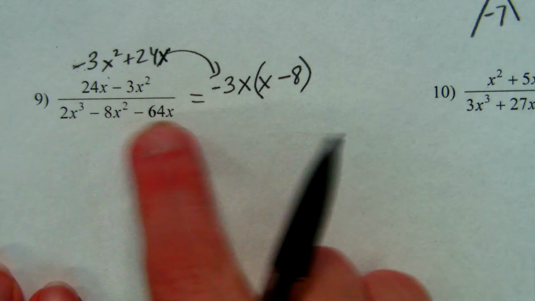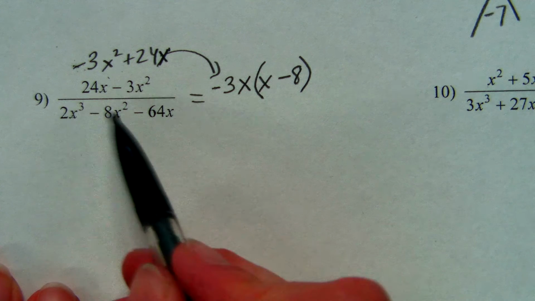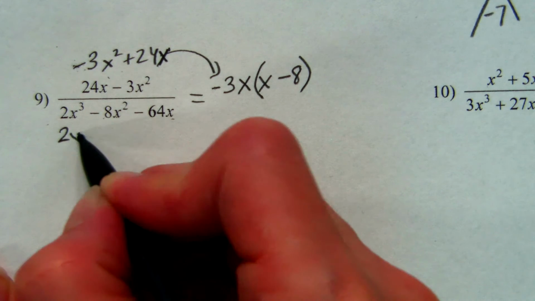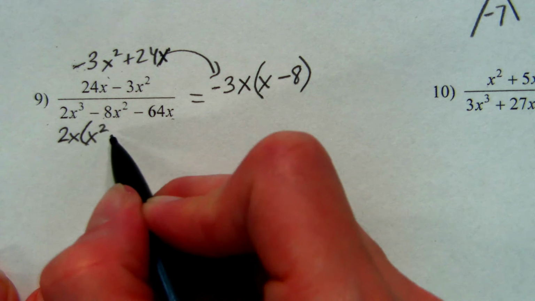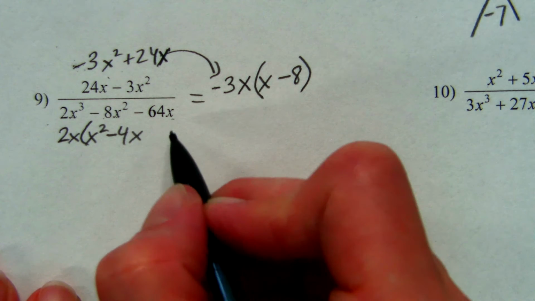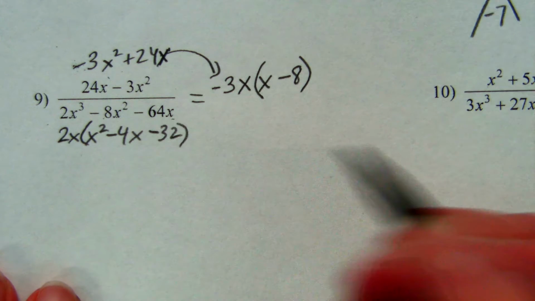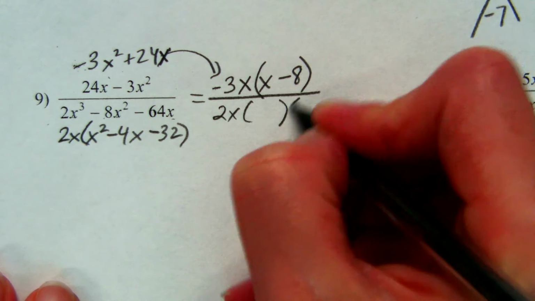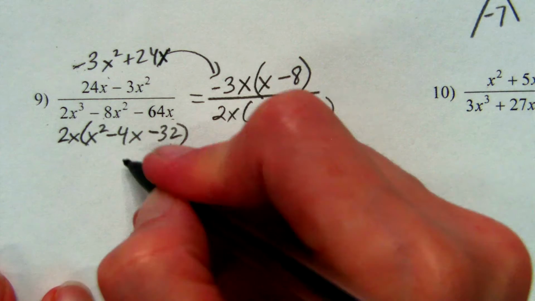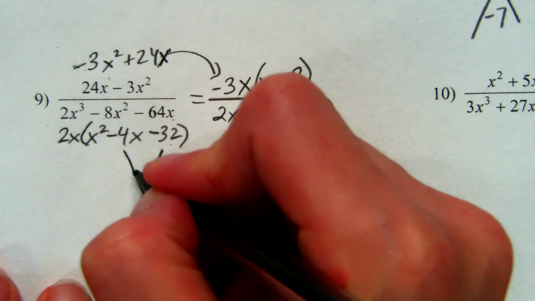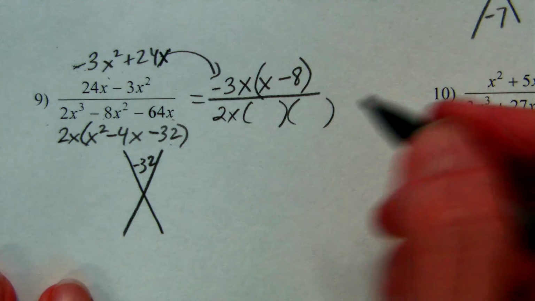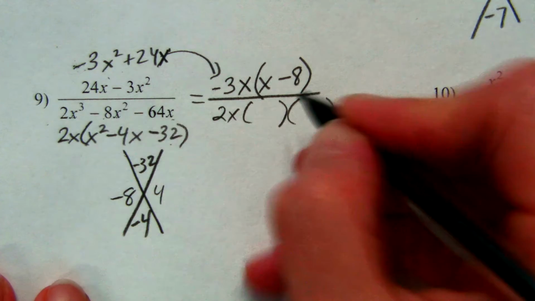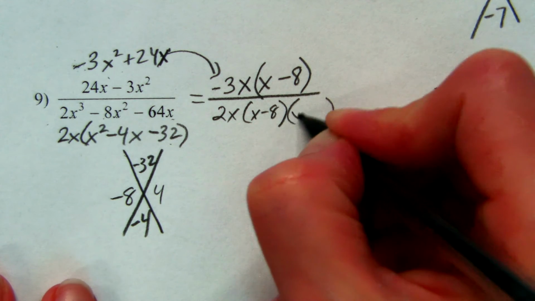And then down here, I notice I have a third power, and there's x's in all terms. So let's take out a 2 and an x first. So I'd have 2x and then x squared minus 4x minus 32. And then the 2x will sit out in front, but we can factor the rest of this further. So we can look for numbers that multiply to make negative 32, that add up to negative 4. Negative 8 and 4, and so I'll have x minus 8 and x plus 4.